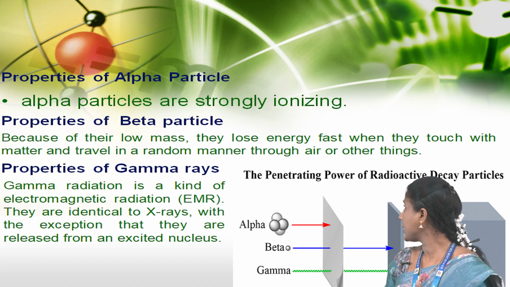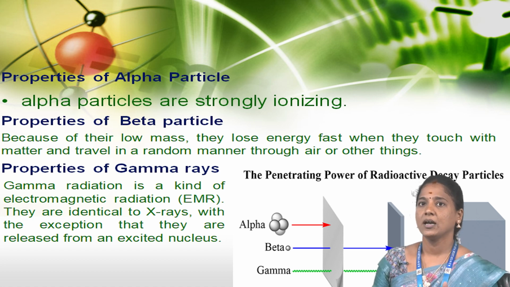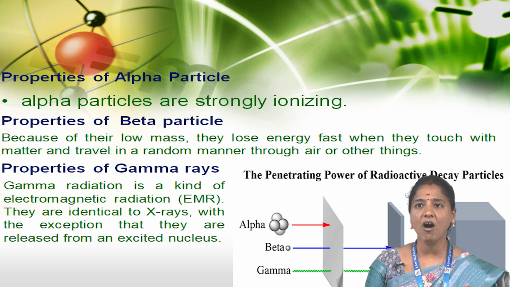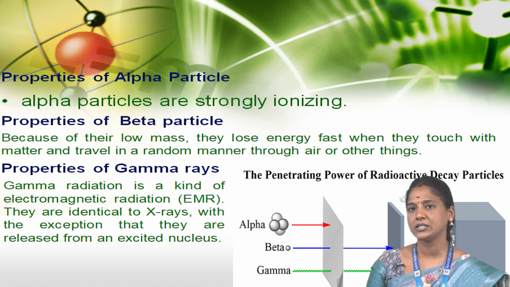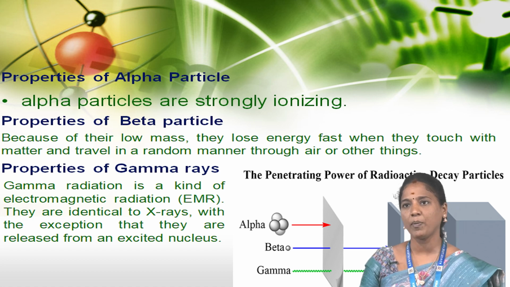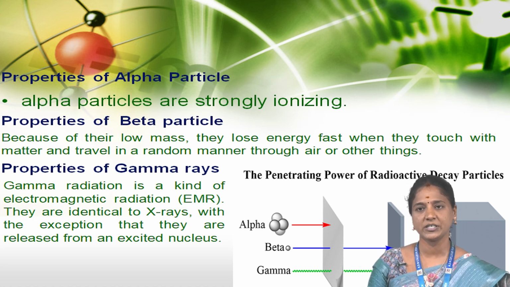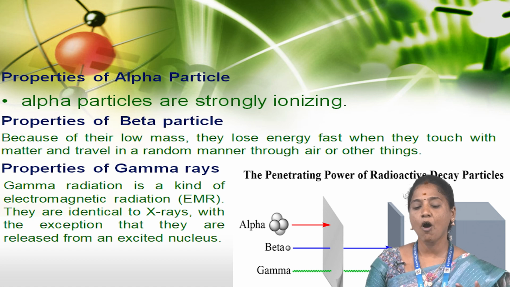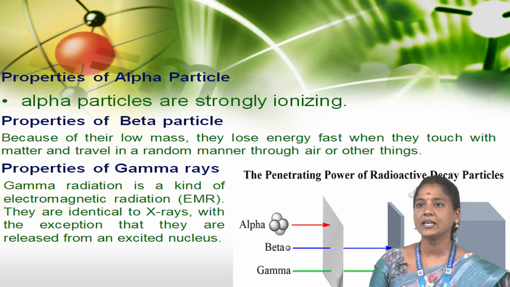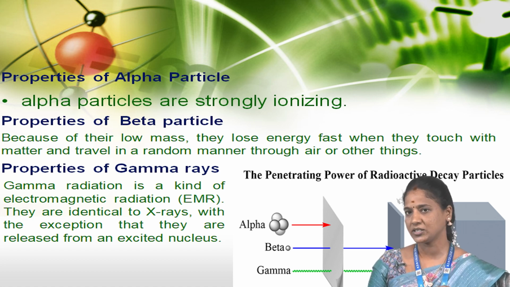Next one, properties of alpha particles. Alpha particles are strongly ionizing and cannot penetrate very far into matter. They are brought to rest by a few centimeters of air and less than a tenth of a millimeter of biological tissue.